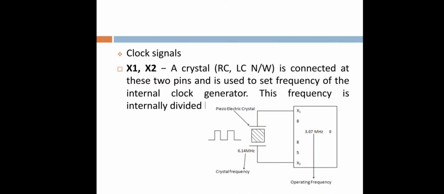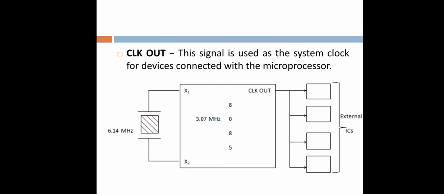As shown in the figure, the crystal oscillator connected is 6.14 megahertz, and the operating frequency of the microprocessor is half of the crystal frequency. Clock out. This signal is used as a system clock for devices connected with the microprocessor. It is also called the global clock. So all the peripheral devices work with the same clock as the microprocessor.